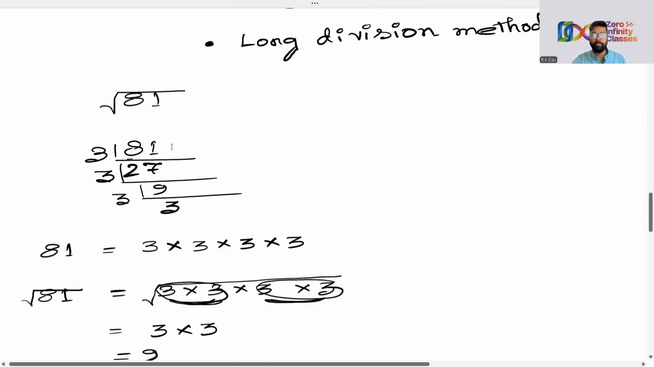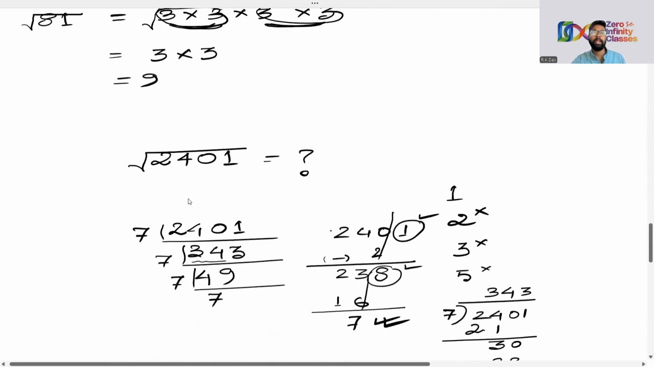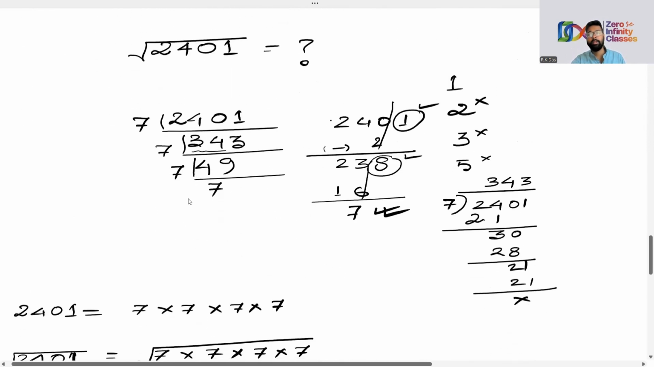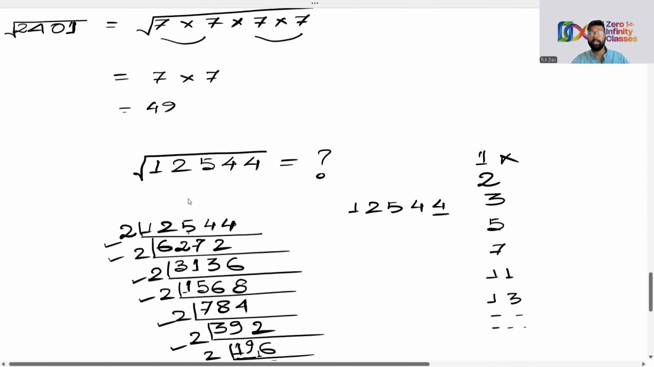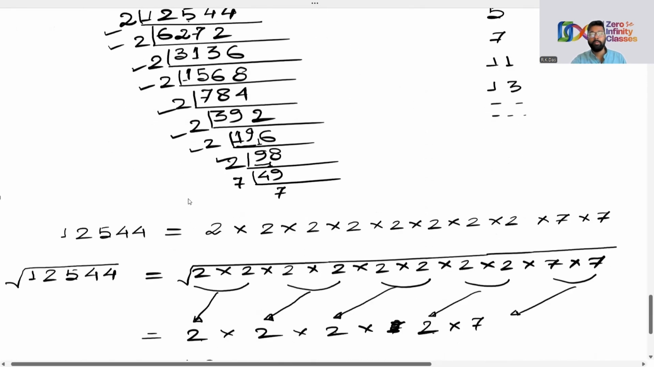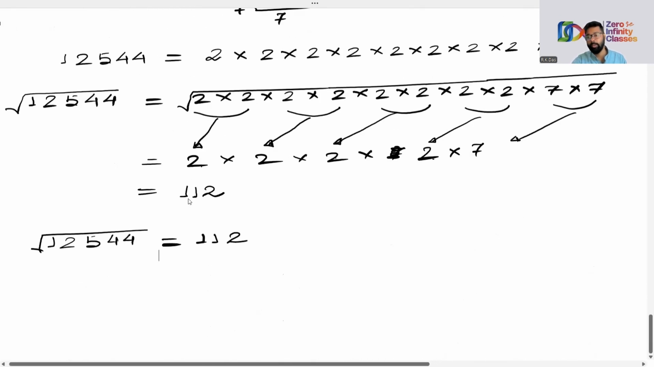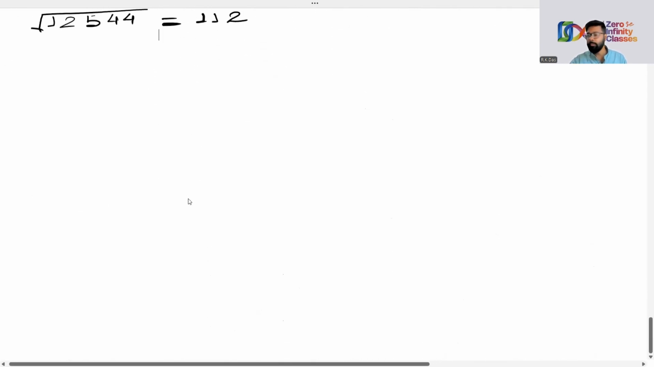Then we have done some small examples as well. Suppose it's 81, we calculated the square root of 81. Then we calculated the square root of 2401, which is nothing but 49. Then we have taken a very big number, 12544, and we got 112. So let me take another number from the textbook, which is given in the NCERT book.